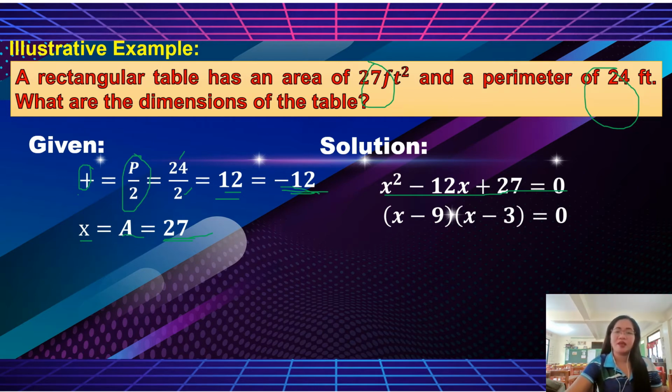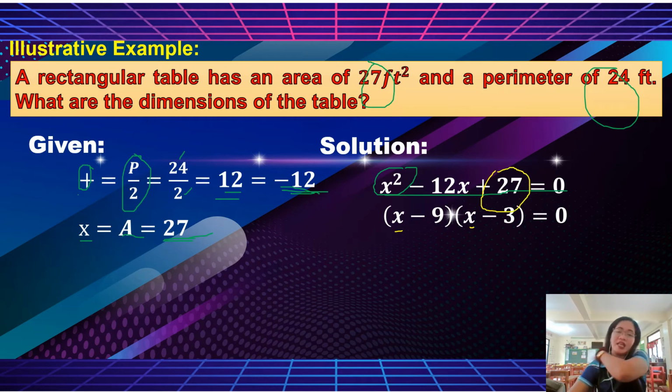In factoring, of course, the first step is you're going to write two sets of parentheses. Then you're going to factor out the quadratic term, and our quadratic term is x squared. And the factors of x squared are x times x, because x times x is x squared. Next, find two factors of 27.